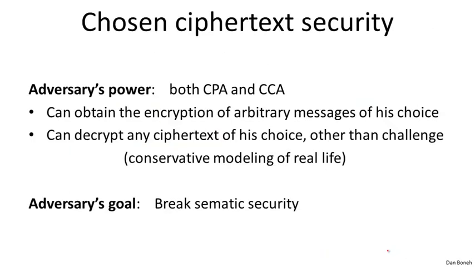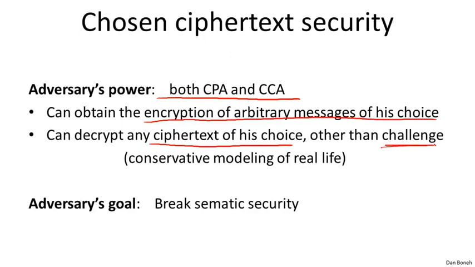So to address this type of threat, we're going to define a very general notion of security called chosen ciphertext security. Here we're going to give the adversary a lot of power. He can do both a chosen plaintext attack and a chosen ciphertext attack. In other words, he can obtain the encryption of arbitrary messages of his choice, and he can decrypt any ciphertext of his choice other than some challenge ciphertext.